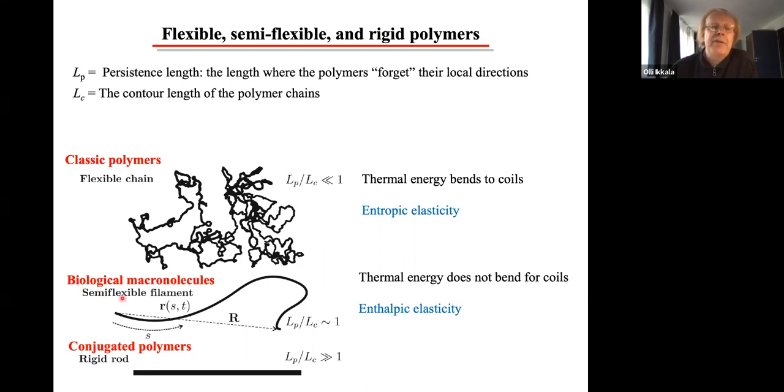In between, there are so-called semi-flexible polymers, where the thermal energy does not effectively lead to bending of the polymer chains to coils. So the interactions are there more important than entropy, and therefore it is called enthalpic elasticity. And in fact, most of polysaccharides and biological polymers belong to this group of material. And this is the topic of today.